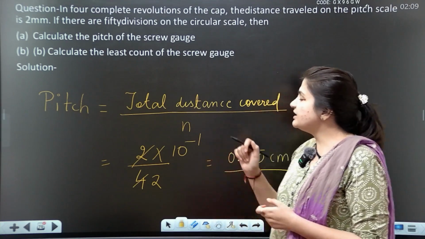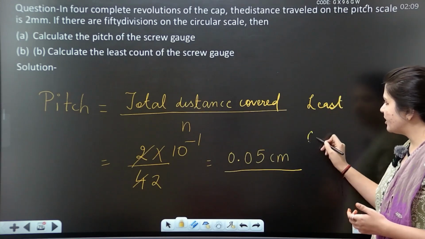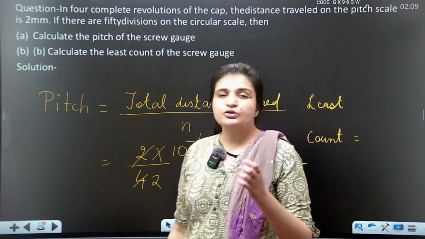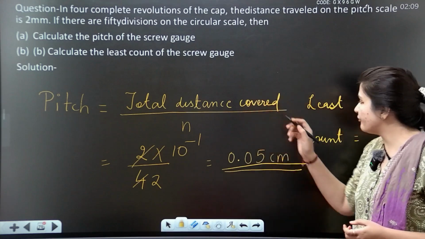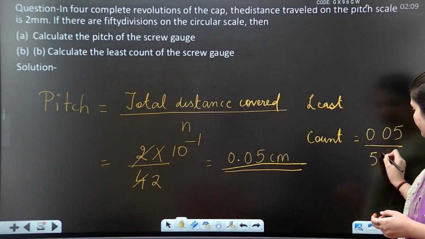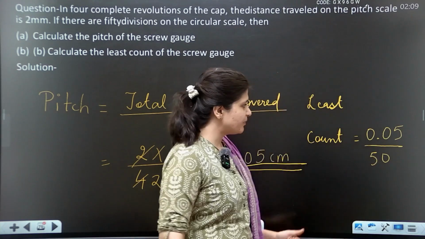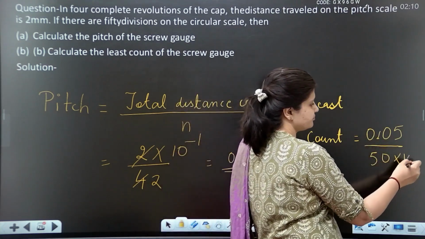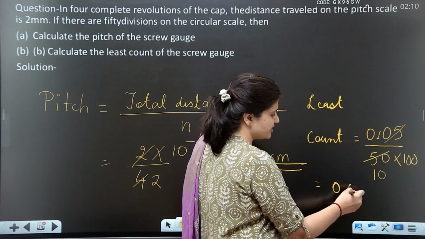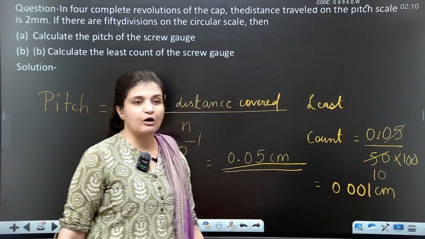Then what is the least count? The least count is very simple. Least count is equal to the pitch upon the number of divisions, which is equal to 0.05 upon 50. So least count is 0.05 upon 50, which is 5 upon 100 upon 50. So this gives the value of 0.001 centimeter. So this is our least count.